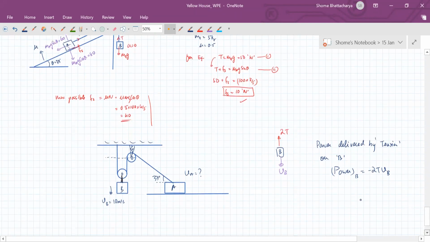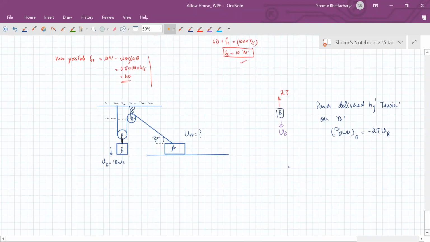Now on the other hand, on the block A, what is happening is that the tension is acting in this sort of direction, whereas the velocity of block A will be this vector such that this angle is 37 degrees.